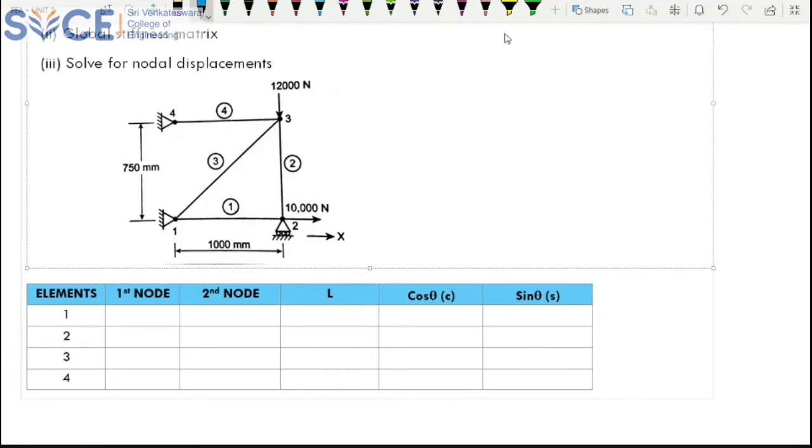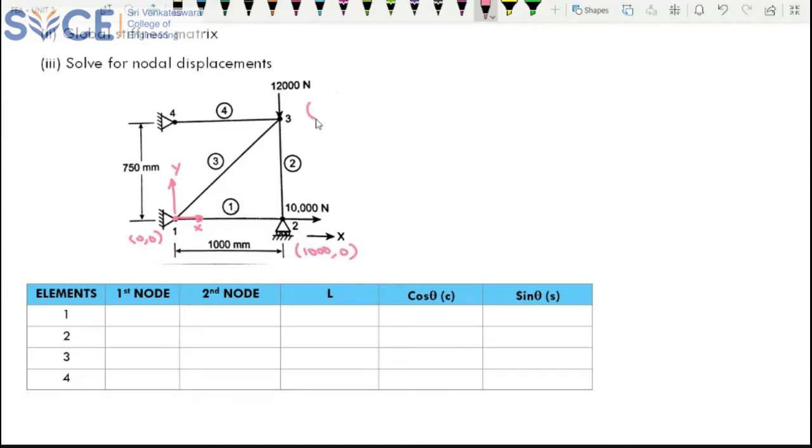Okay, so here I'm going to fix this entire setup in the first quadrant. So in that case, I will consider this as my x-axis and this as my y-axis. Which means this point will be 0, 0. Similarly, what is your 2? This is 1000, 0. What is your 3? 3 is 750 here, so this is 1000, 750. And what is your 4? 0, 750. So these are my nodal points, the location of your nodal points. Now we will proceed one by one.